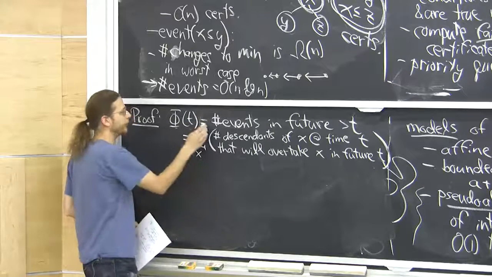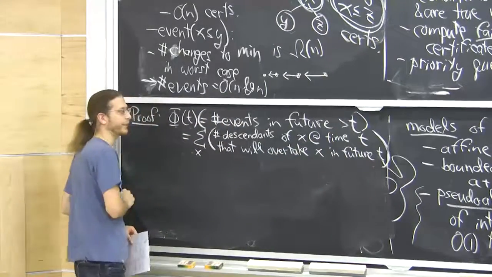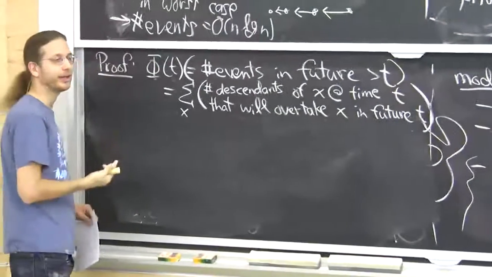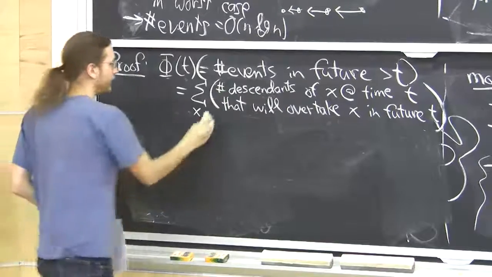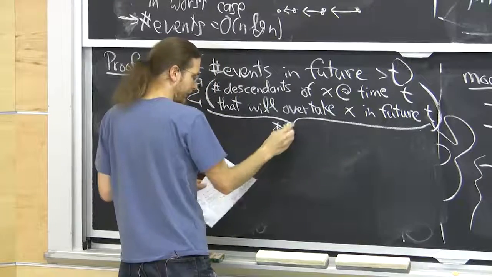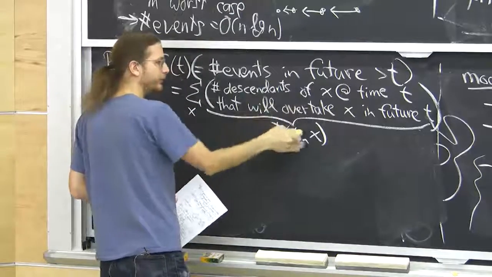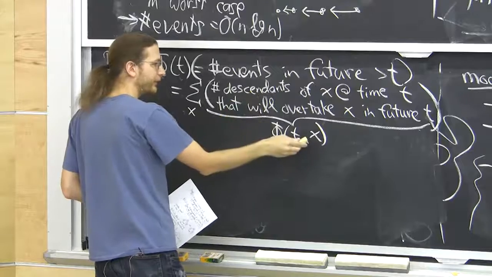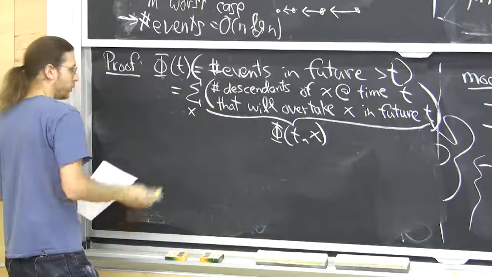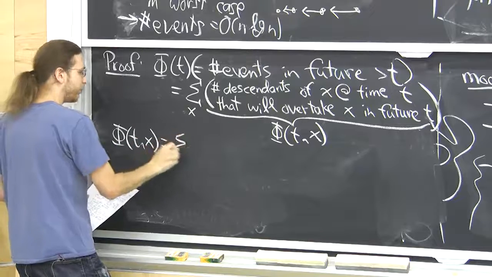Okay, I claim these two things are equal. I probably don't even need to prove that. So this is in parentheses. Don't worry about these being equal. Think of this as the potential function. Now I want to look at an event and see how this changes. I need a little bit more notation. I'm going to call this thing phi of t comma x. So phi of t is the sum over all x of this thing, which is phi of t comma x: the number of descendants of x at this time that will, in the future, overtake x, meaning their key will get larger than x.